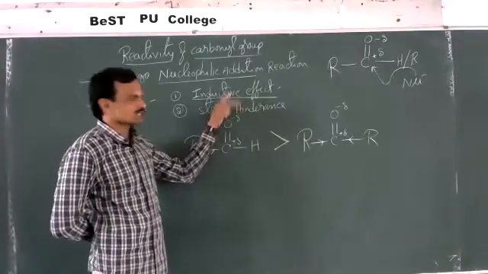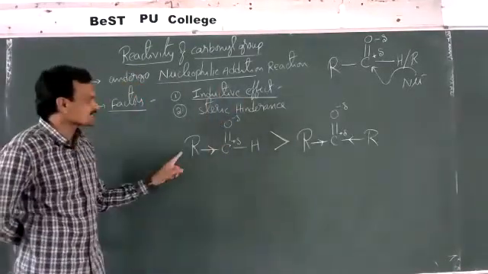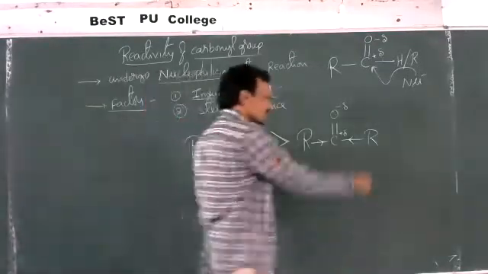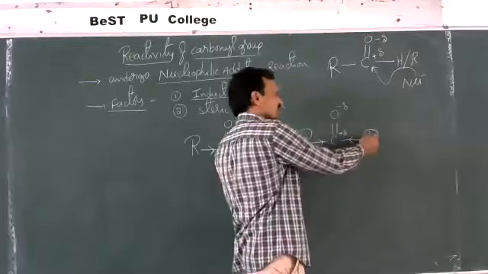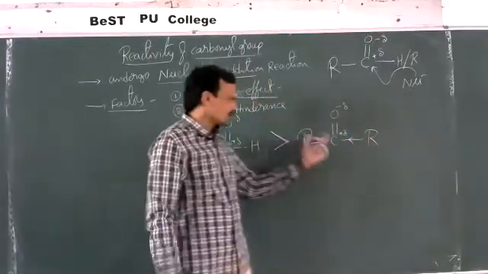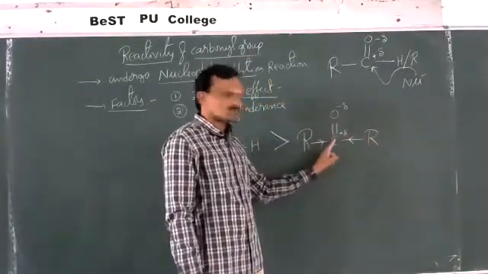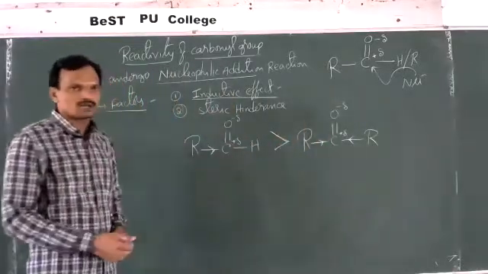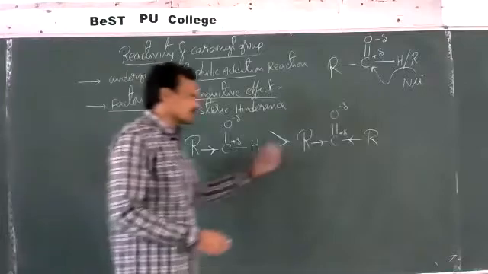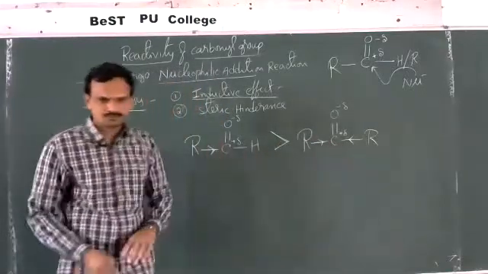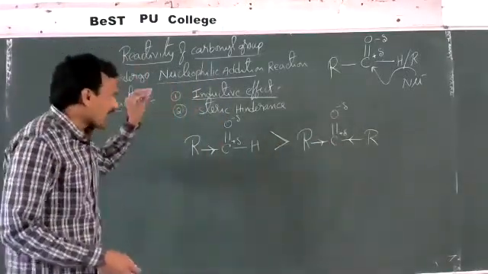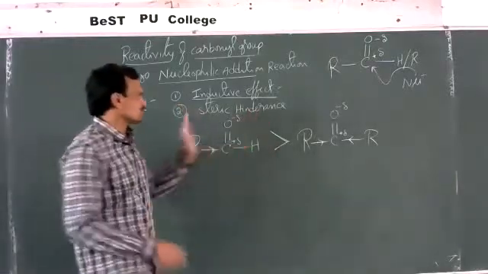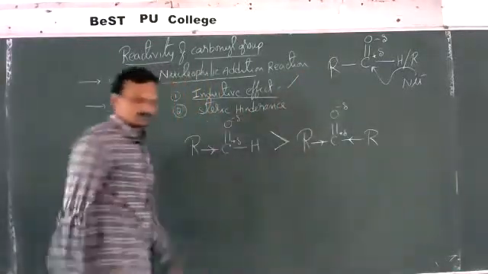By two factors we can explain this. Inductive effect: aldehydes contain only one electron releasing group, whereas ketones contain two electron releasing groups. Since the electron releasing effect is more in ketones, the extent of positive charge is less. Since the extent of positive charge is less on the carbonyl carbon, the nucleophilic attack is difficult here as compared to aldehydes. So among aldehydes and ketones, aldehydes are more reactive than ketones in terms of inductive effect.